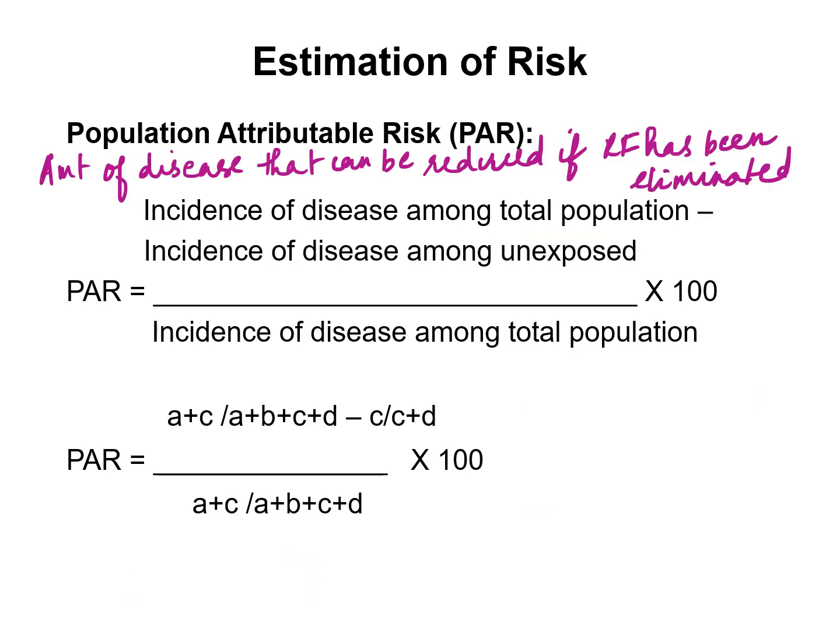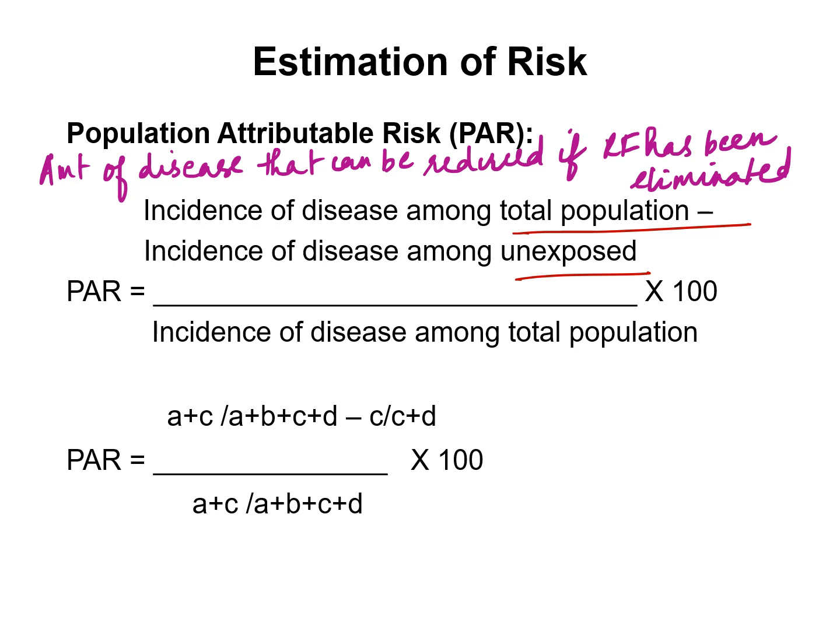Now next is population attributable risk. Population attributable risk is nothing but the amount of disease that can be reduced if the suspected risk factor has been eliminated from the population. It is calculated as the incidence of disease among the total population minus incidence of disease among the unexposed, divided by incidence of disease among the total population, into 100.